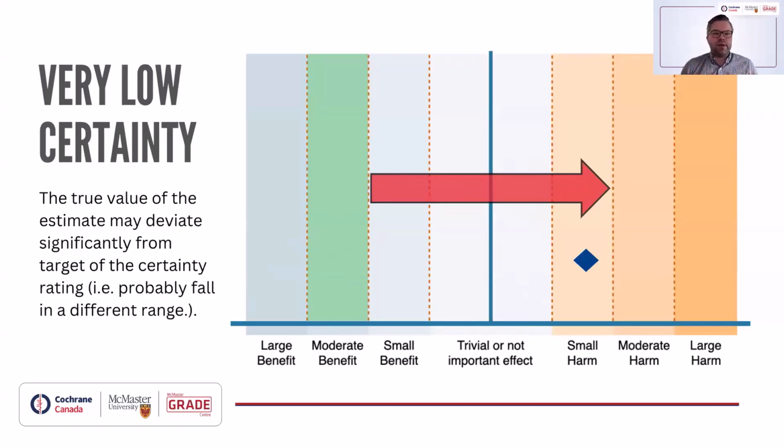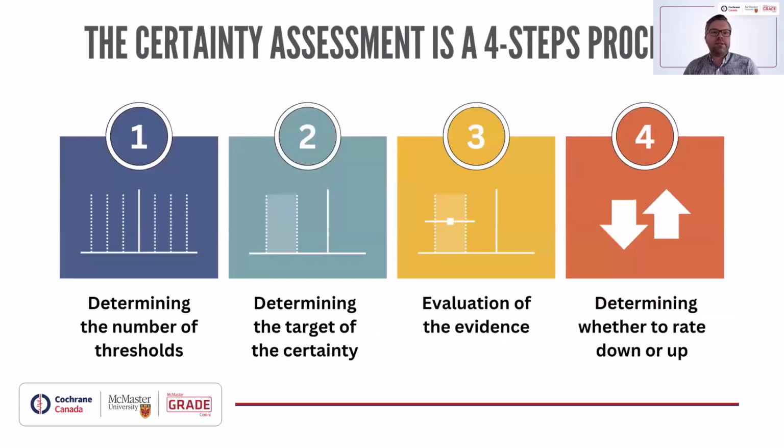Hopefully that gives a good overview and introduction to what we mean by thresholds and applying thresholds to rating the certainty of evidence using the GRADE approach. And here, as a refresher, the certainty assessment is a 4-step process. So one is determining the number of thresholds, thinking about ranges and the estimated effect either being beyond a certain threshold, so setting 2 thresholds for benefit and harm, or a single threshold, or multiple thresholds for small, moderate, large benefits and harms. Then it is determining the target of the certainty, so whether it lies within a specific range or beyond a threshold.